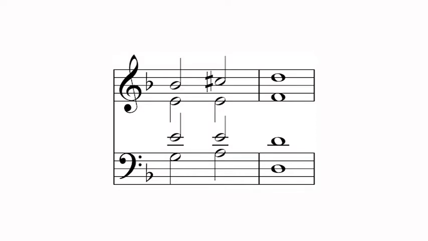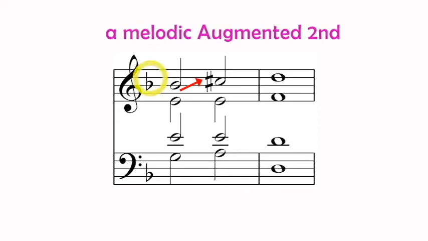Here's another example of an augmented interval. The soprano sings from the B flat to the C sharp, creating an augmented second. That's problematic as well. This normally occurs between the 6th and 7th scale degrees of minor.